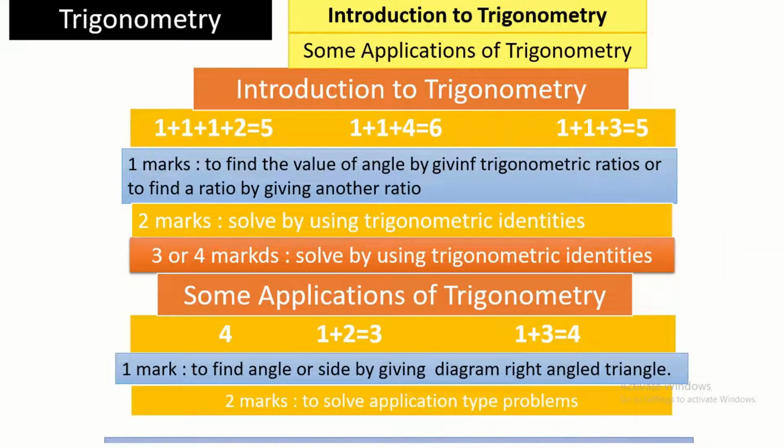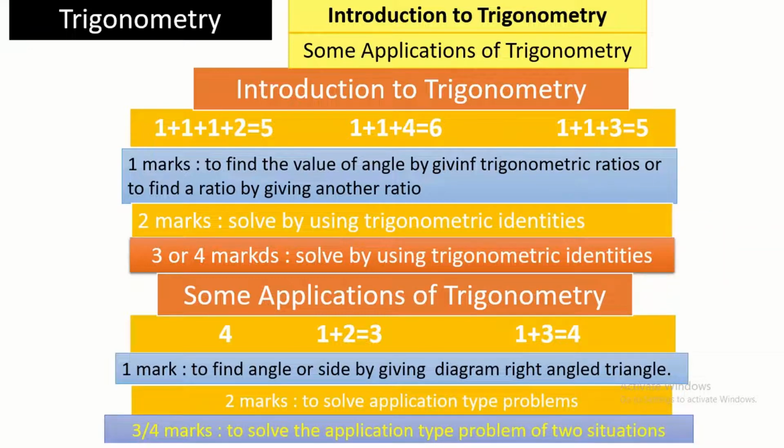And for 2 marks, questions are to solve application type problems. For these they give only one condition, or they give the height of a building and ask to find the distance of the point that is observed. So the angle of elevation is given, or the angle of depression is given. They have to find the height of any object or the distance.